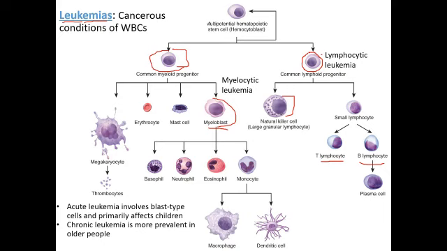Chronic leukemia is more prevalent in older people. Generally, these are mutations in cells that are much farther down the line, right? If only the eosinophils are containing this particular mutation, then some of the other cells might be able to compensate for that problem.